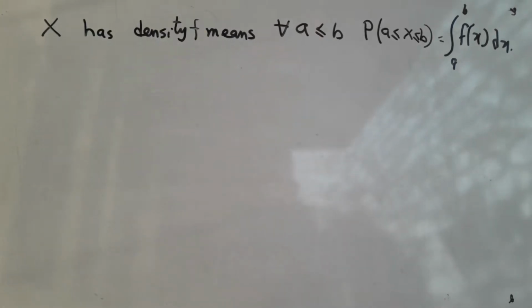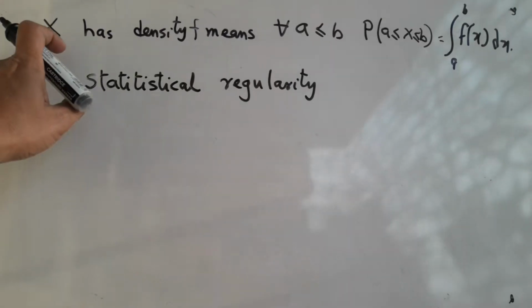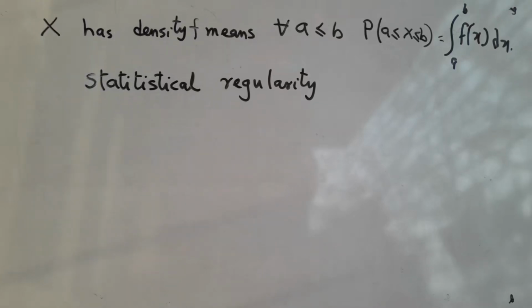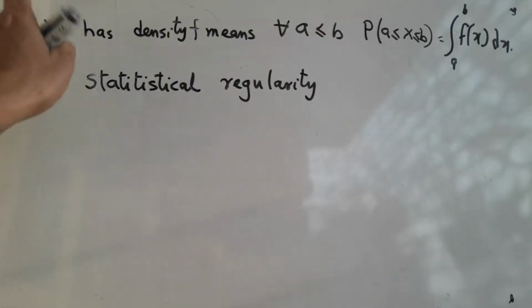Now, as you may be able to guess, any such question has its answer in statistical regularity. So, when I say someone has given us this x, we understand that someone has given us a random experiment, that is a probability space, such that every time we carry out the random experiment, we get one value of x.